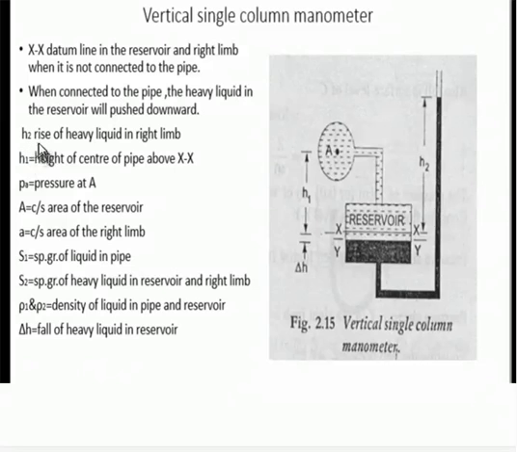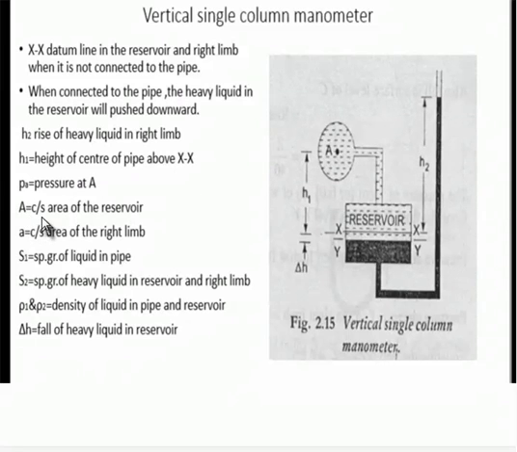S2 is the rise of heavy fluid in the right limb. H1 is the height of the center of the pipe above XX. Here this is XX and this is the height above it. And PA is the pressure at point A.